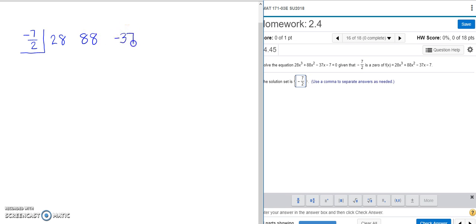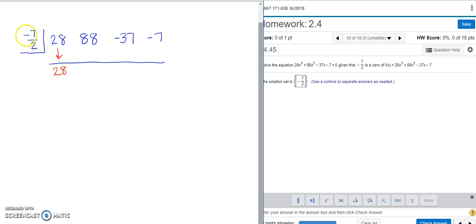I know these numbers are not the most fun, but it'll be okay. And because they told me that this is a 0, I should end up with 0 remainder. Okay, so that's how we're going to know if we do this right, because I'm supposed to end up with 0 remainder since they told me this is an answer. This is a 0. So you bring down the first number.